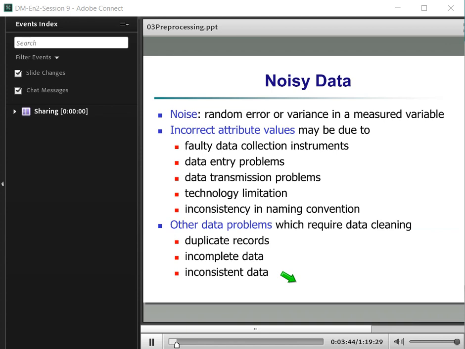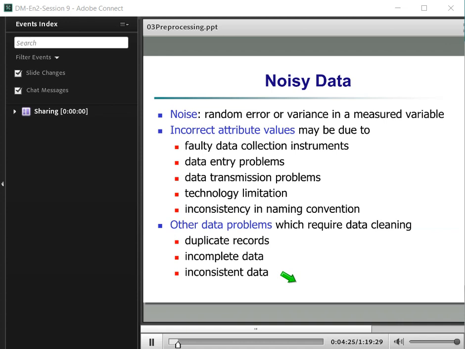In the last session, we talked about pre-processing. As we said, data mining is very important, and all data mining techniques are affected by data. The result of data mining is directly affected by data. So if I use incorrect data, the results will be incorrect too.